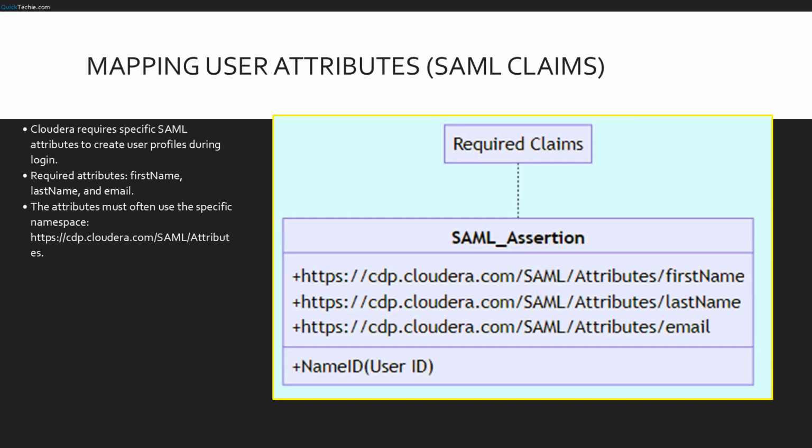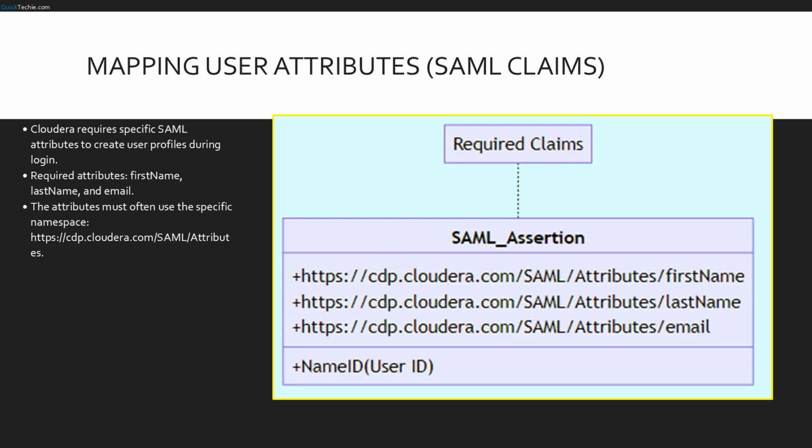For Cloudera to recognize the user, you must map specific attributes in your IDP. When a user logs in, the SAML assertion must contain their details. Specifically, Cloudera looks for first name, last name, and email. Crucially, these claims often need to be namespaced correctly. For example, in Azure AD, you would define the claim name as https://cdp.cloudera.com/saml/attributes/firstname, mapping to the source attribute user.givenname. Without these specific mappings, the user account might be created with missing information or the login might fail.